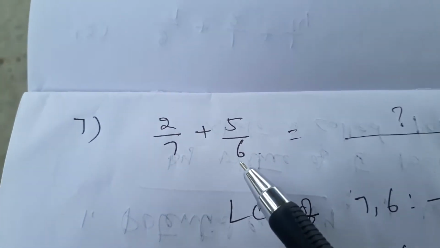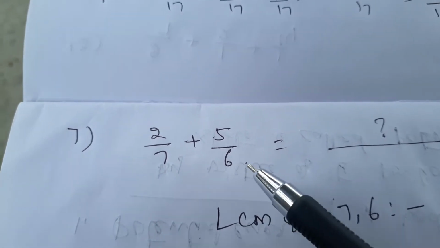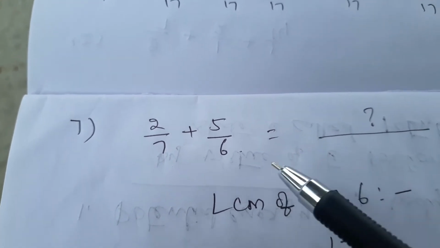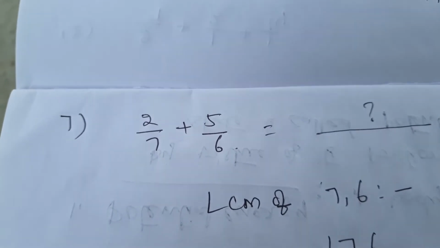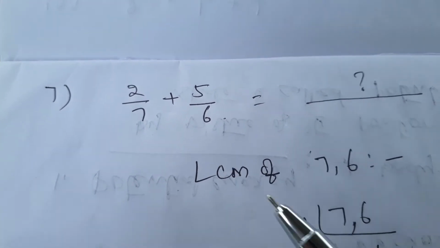Now in case the fractions do not have the same denominator, these are unlike fractions. In case denominators are not the same, unlike fractions, then how to do it? This is a different method. What to do? Make like fractions. How to make like fractions?